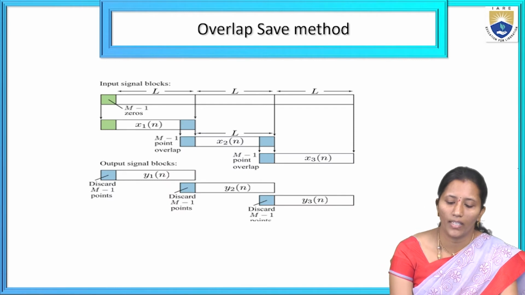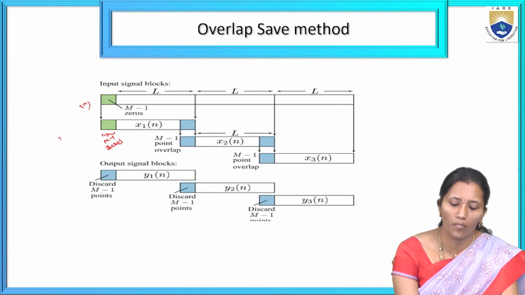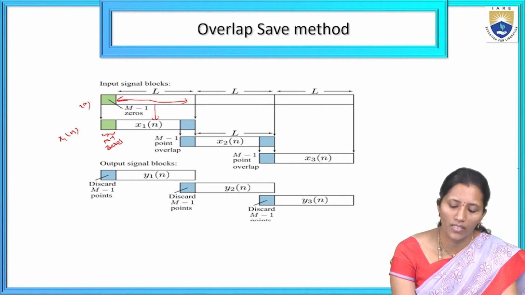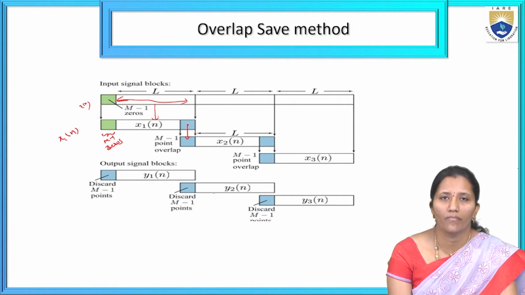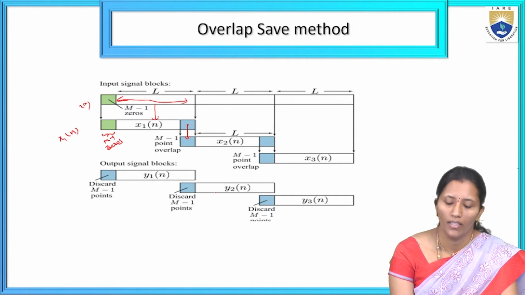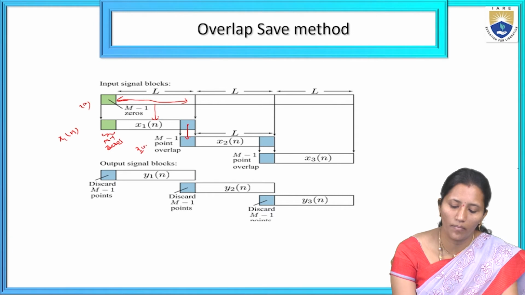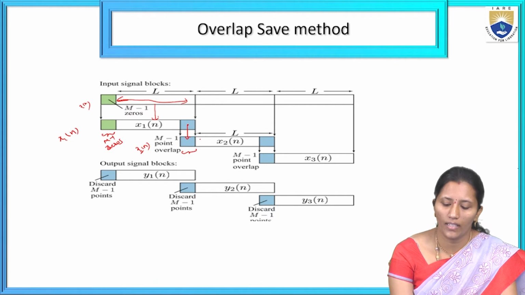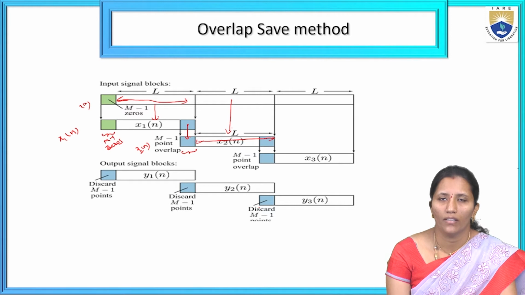So here we are taking the input x of n, we are adding m minus 1 zeros for the first segmented block and the next bits will be followed by the L bits of the input. And the last m minus 1 bits of x1 of n will be coming as the first m minus 1 data bits for x2 of n, and the next bits will be the next L data from x of n.